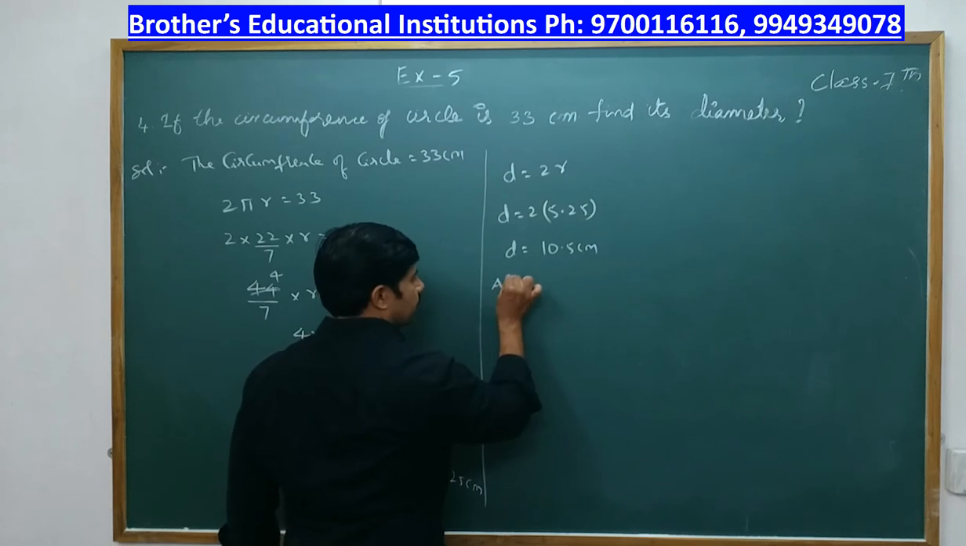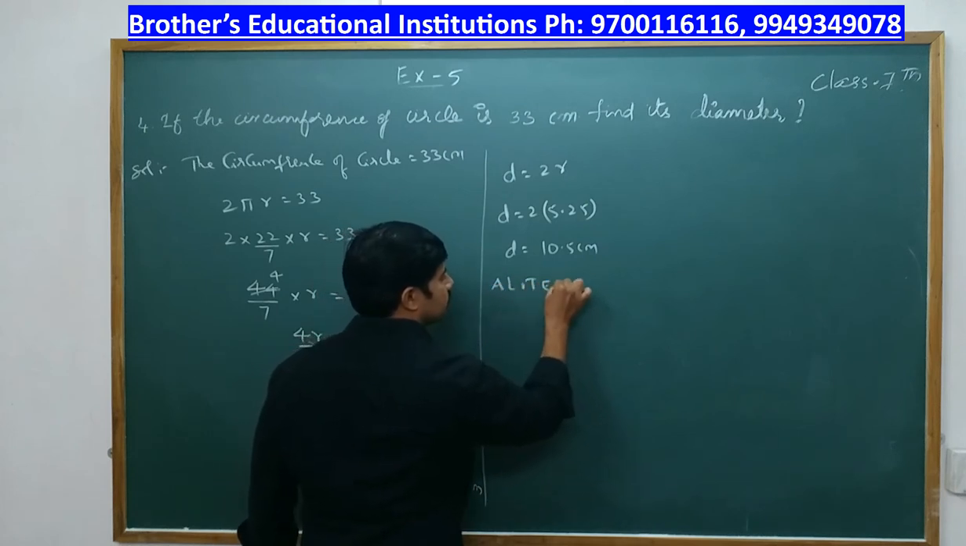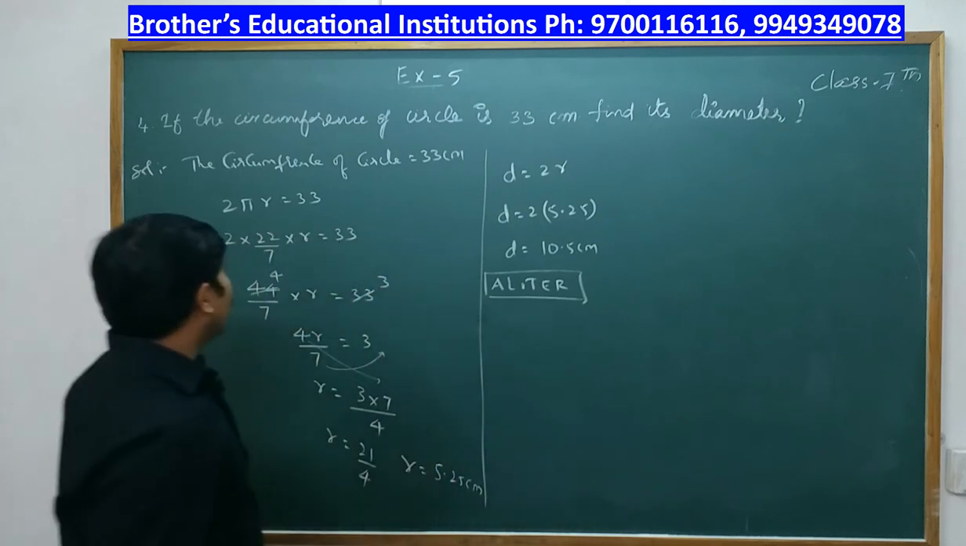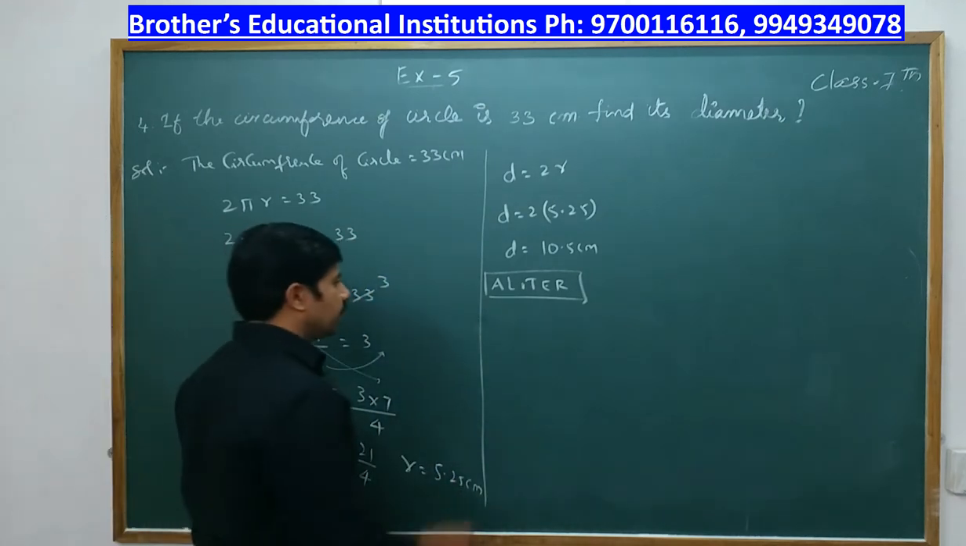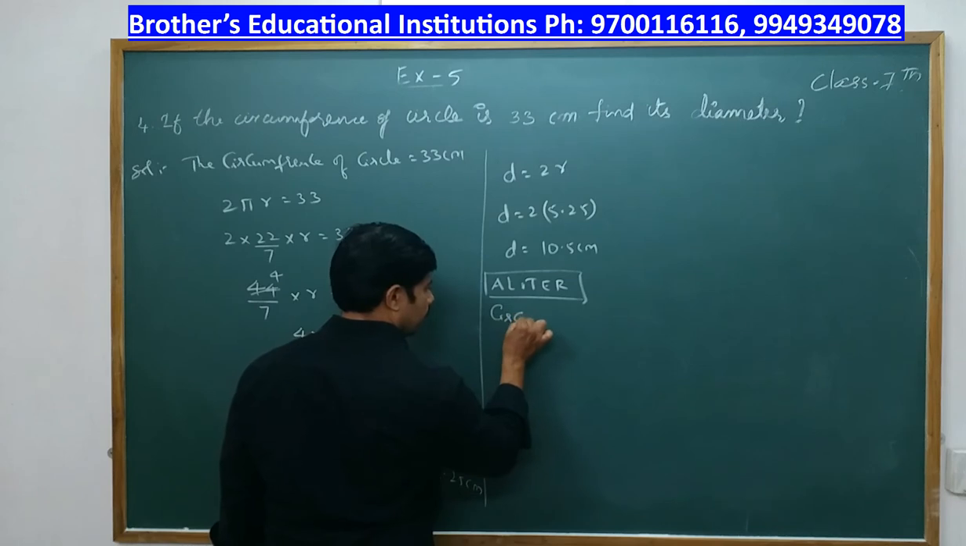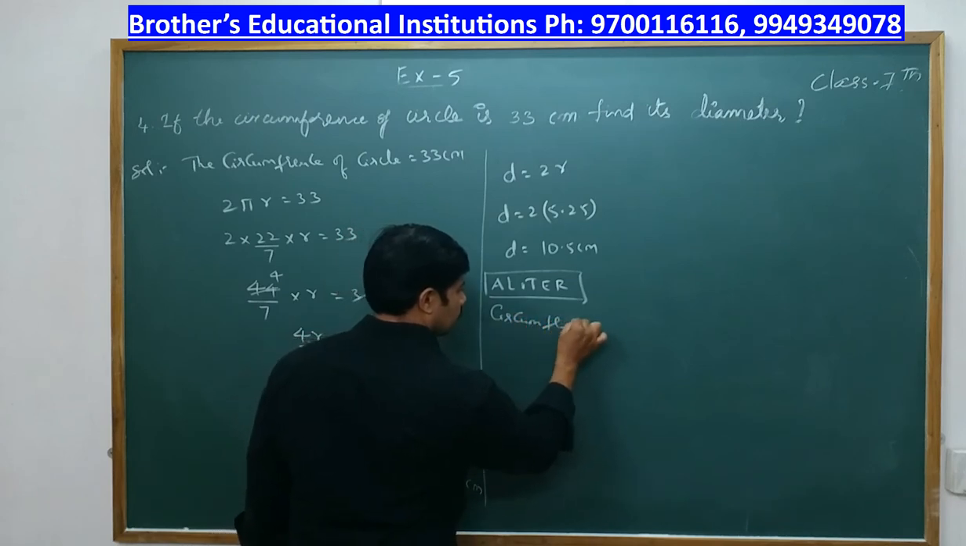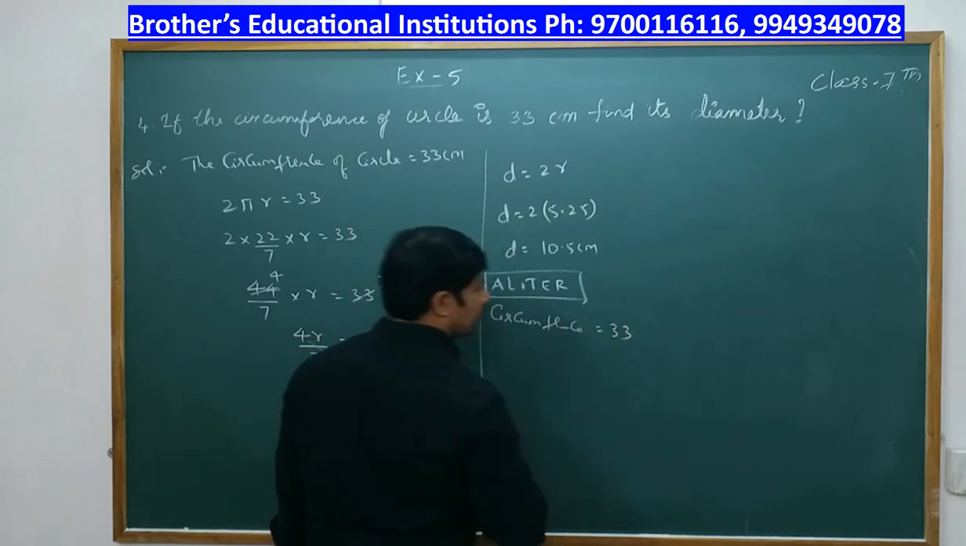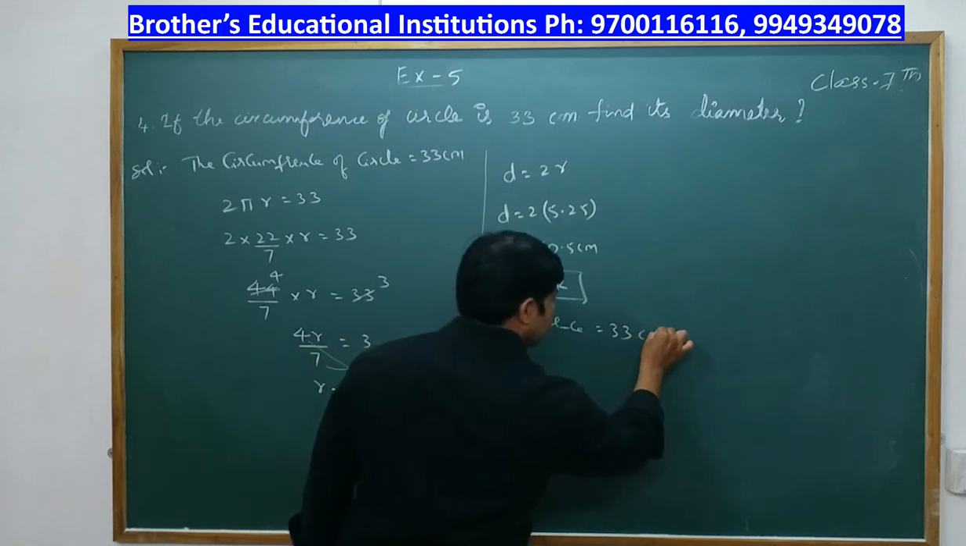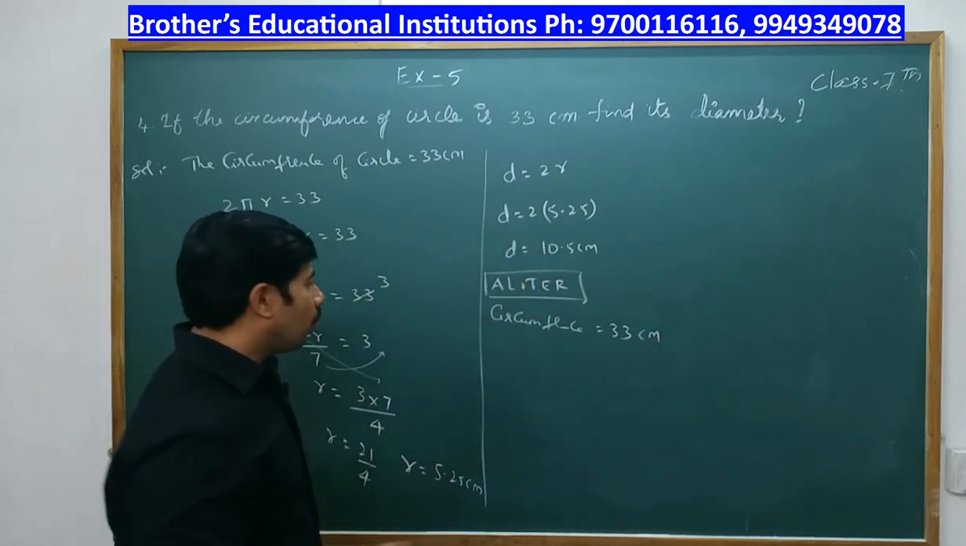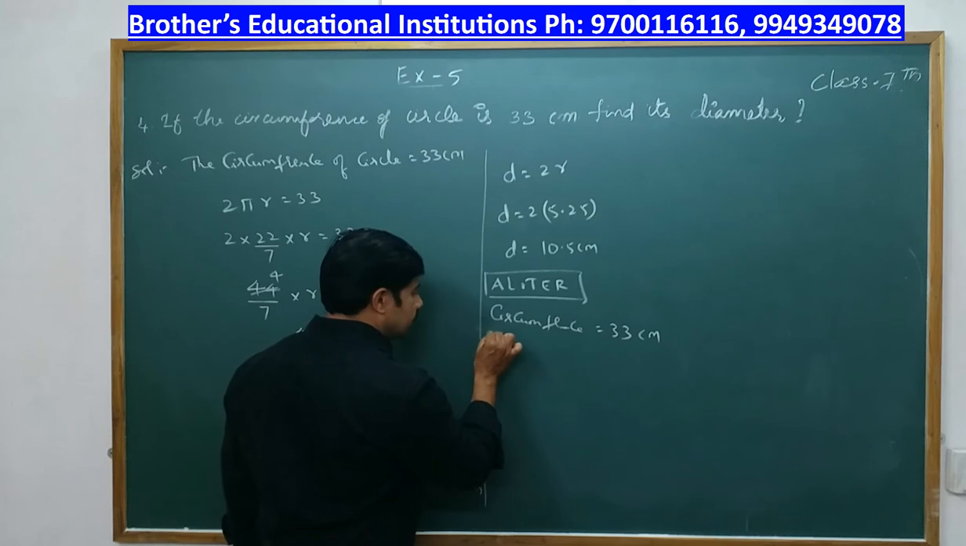Now I'll tell the second method here. So this is the second method, I'll write aliter, that means it is another method. In this other method, see, what is the circumference given? 33 centimeters. The circumference is 33 centimeters. Now as we need to find the diameter, what is the circumference of a circle if d is the diameter?